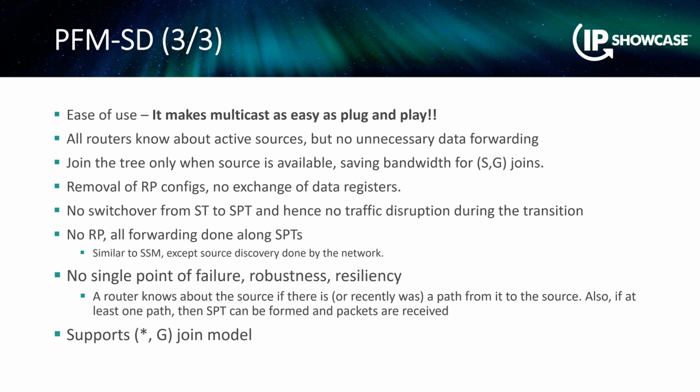No exchange of data registers between RPs. No switch over from that source tree to the shortest path tree, and hence no traffic disruption. All forwarding is always done along shortest path trees, and it doesn't have a single point of failure. Every router knows about the entire S,G state of the network, and so every single router can get to every single source based on how it understood that PFM-SD message as to where to get to that S. But the most important part is it supports star G and S,G joins. So if you have a device that only does IGMPv2, you can still use this. And what will happen is you'll do a star G join, and it'll actually build individual S,G state for every single multicast at that group.